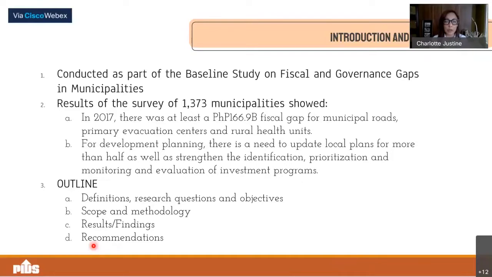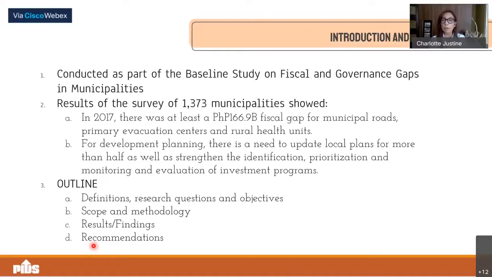As Dr. Reyes mentioned earlier, we presented the results of the study last July 16, and I will be repeating some of the results briefly in a bit. But in sum, the results of the survey of 1,373 municipalities showed that first, in 2017, there was at least a 166.9 billion fiscal gap for the infrastructure services that we focused on: municipal roads, primary evacuation centers, and rural health needs. At the same time, the baseline study also focused on the development planning processes of these 1,373 municipalities.